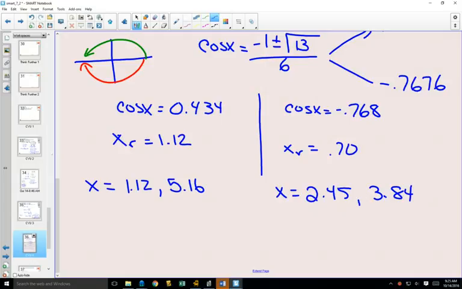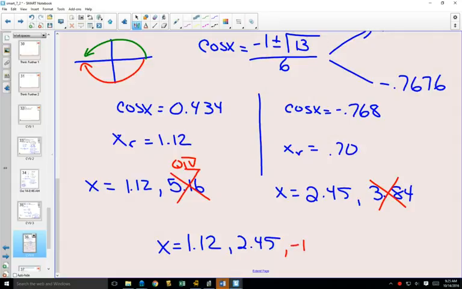So which of these answers are good? The first one, 1.12, and 2.45. Those ones are good. These ones are outside of our domain. So how do we find those? First of all, do you remember that this one was in quadrant 4? So then you'd have negative 1.12 for that one.